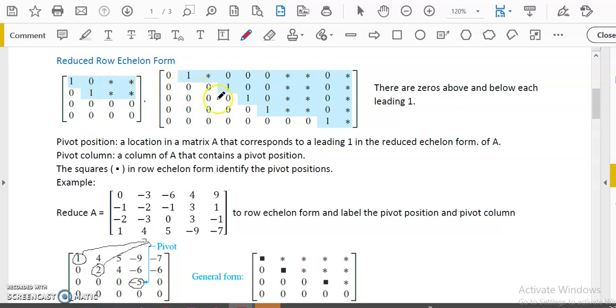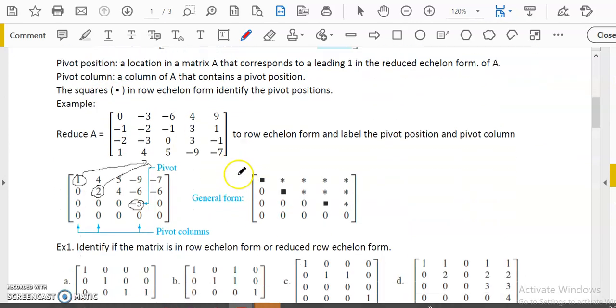So whenever you have a 1 in the reduced row echelon form as the first non-zero entry in the row, that is called a prefix position. A prefix column is the column that contains the prefix position. So let's look at this matrix.